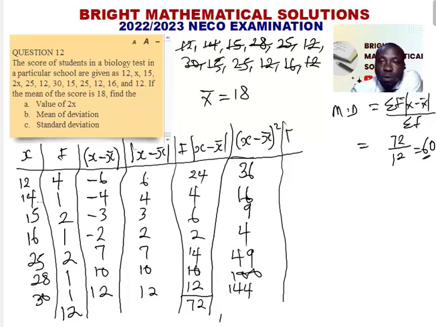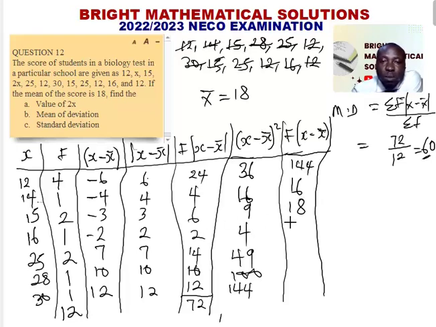So we have to look for f times x minus x bar squared. So we are multiplying the frequency by this. That is 4 multiplied by 36, so that gives me 144. 1 multiplied by 16, that's 16. 2 multiplied by 9, that's 18. 1 multiplied by 4, that's 4. 2 multiplied by 49, that's 98. 1 multiplied by 100, 1 multiplied by 144, that's 144. So we're going to add everything together as well. When I did the calculation, it gives me 524.